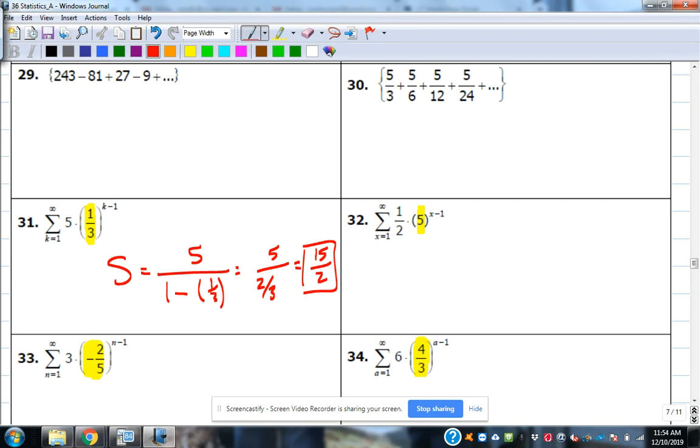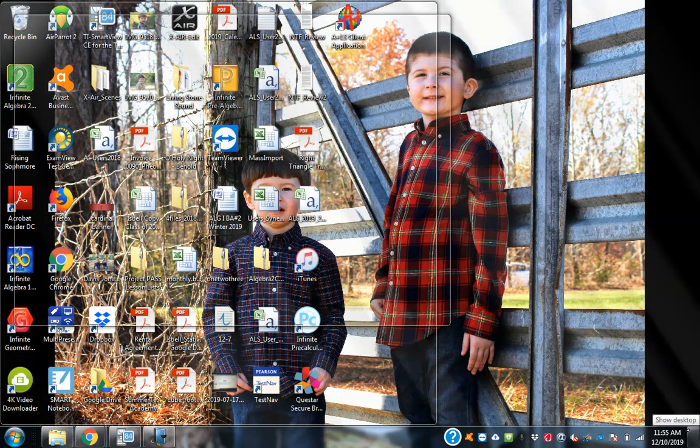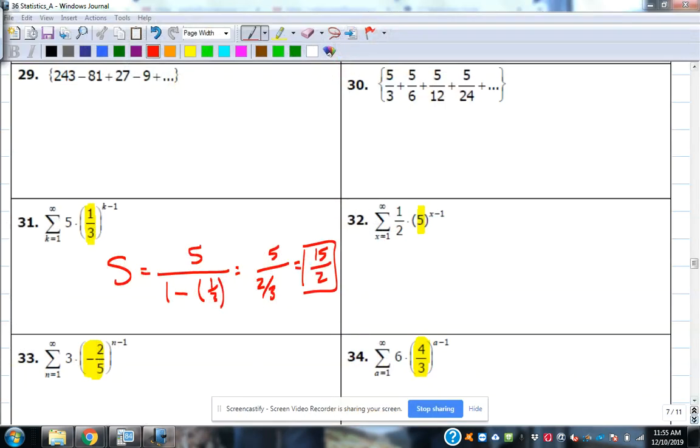You look at number 32, the R is 5, which is greater than 1 already. So that is definitely a divergent series, so it doesn't have an infinite sum. Okay, so a little bit different, but it's the same kind of look as some of those others we did yesterday. Let's go down there to the bottom of that page and look at those permutations and combinations.